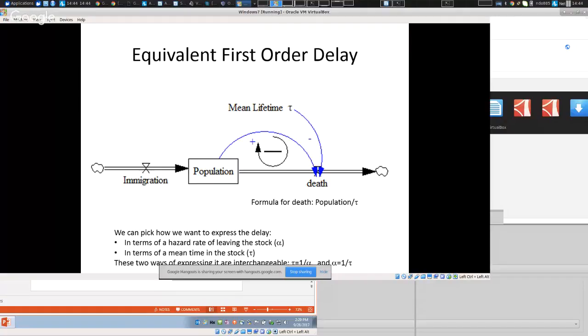No, the flow has to have dimension, whatever it is of the stock divided by time, divided by the unit of time. Do you appreciate that issue? Okay, because every year I get students who make that mistake.